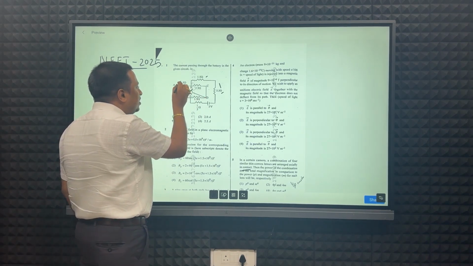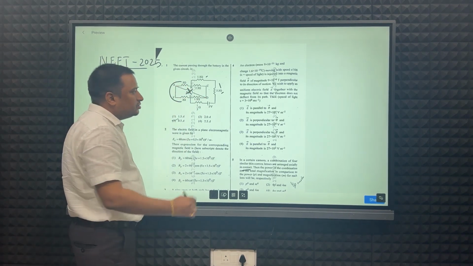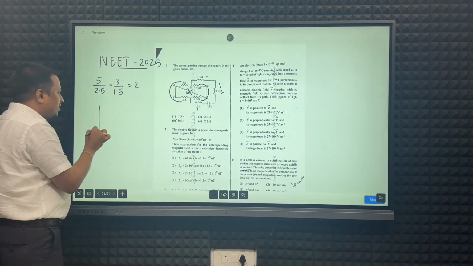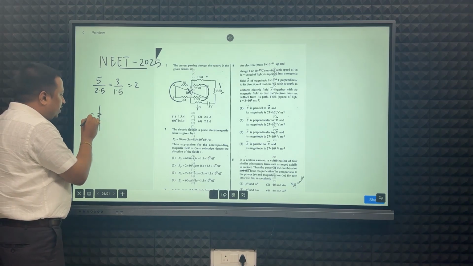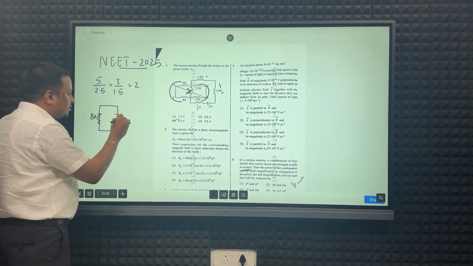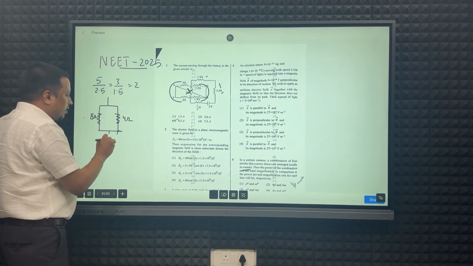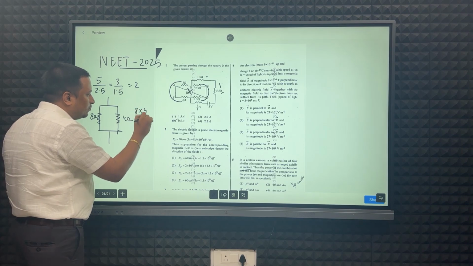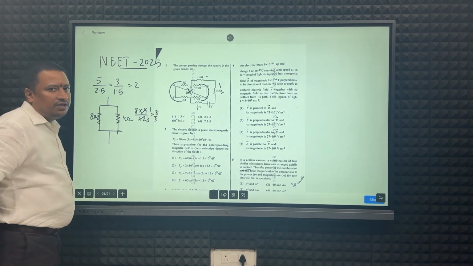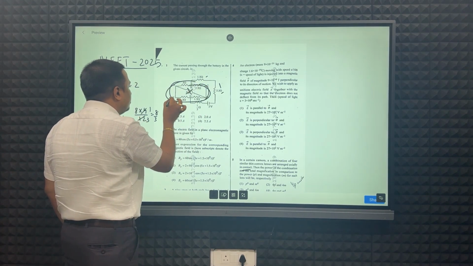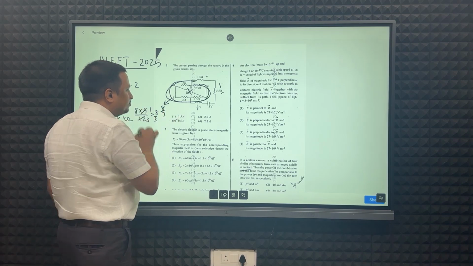What will happen? The 3 and 5 will come in series, and 2.5 and 1.5 will come in series. So it will become something like this. Here we have 5 plus 3, 8 ohm, and on the other side we will have a 4 ohm resistance connected like this. Now 8 and 4 in parallel will give us 8 into 4 by 8 plus 4, that is 32 by 12, which gives 8 by 3. This entire combination is going to give me 8 by 3 ohm.